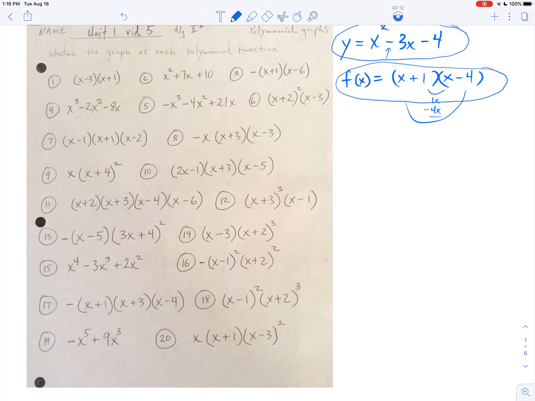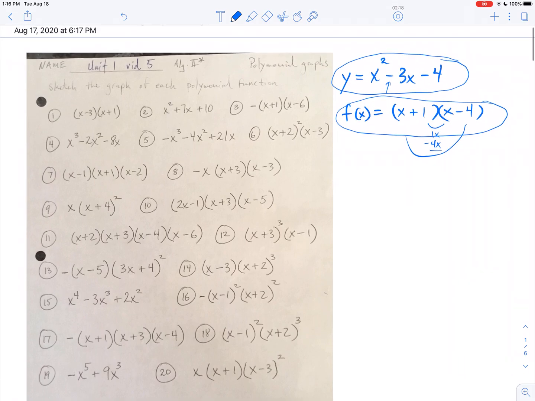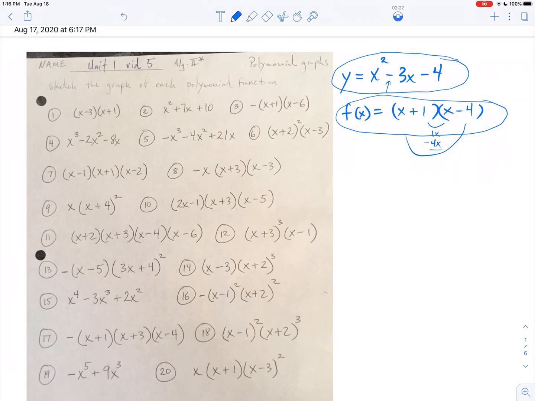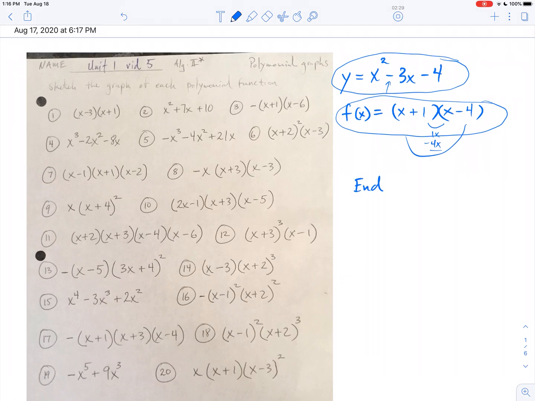So here's what I want to do. I want to focus on the ones that are already factored first, but here's my little heads up to you. They are going to be rough sketches. The only thing you're really going to be able to do for me is show me the end behavior, and I'll explain end behavior. You're going to tell me the x-intercepts, of course, because you can't graph it without them. And if possible, you're going to name the y-intercept for me.